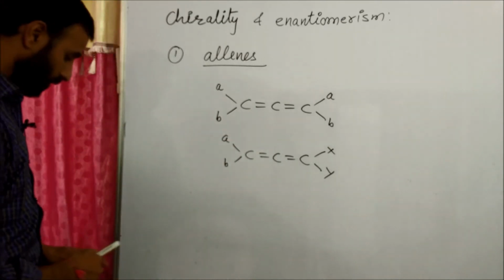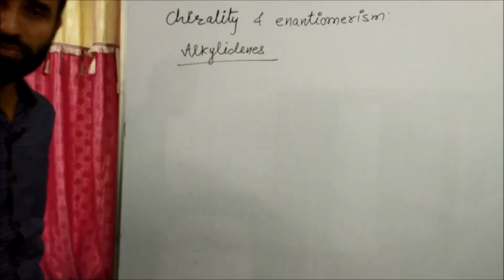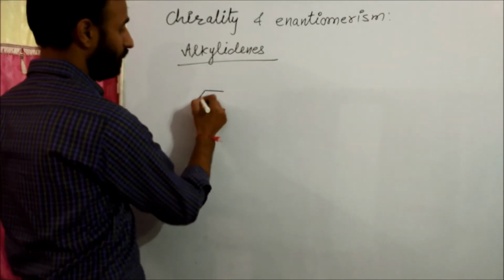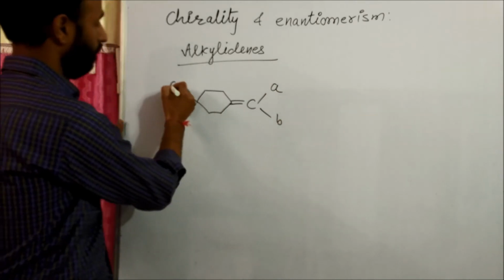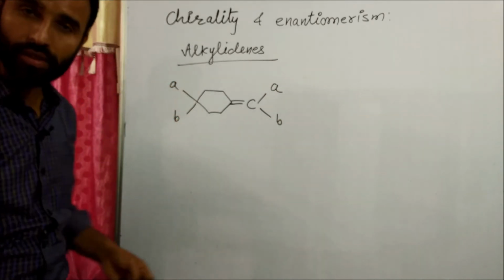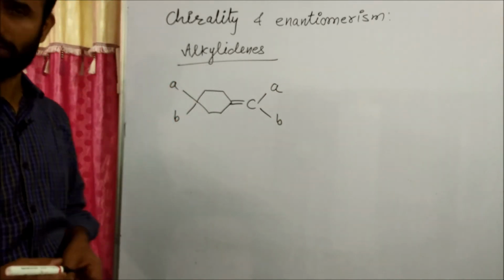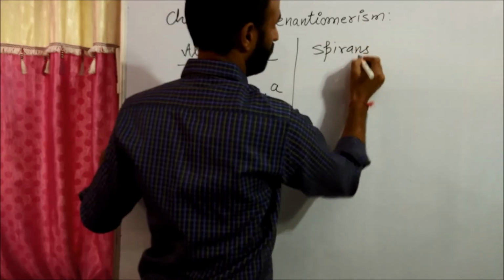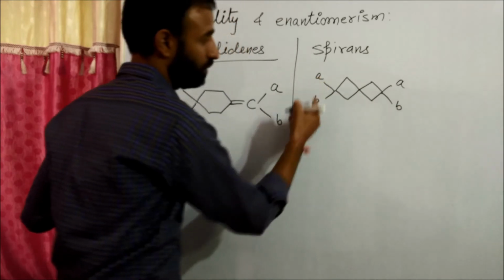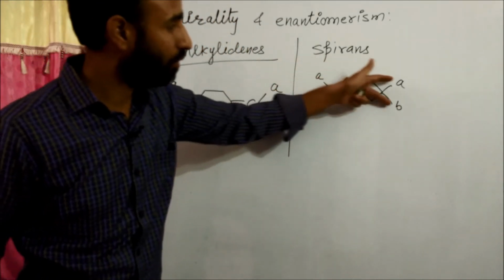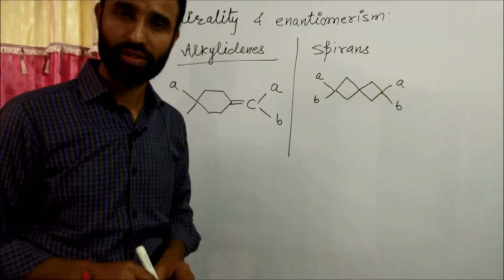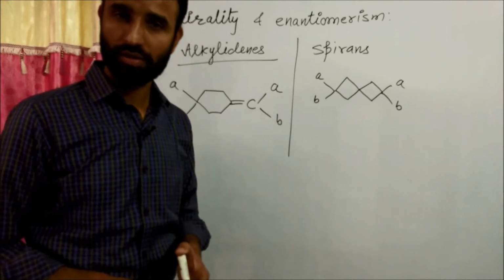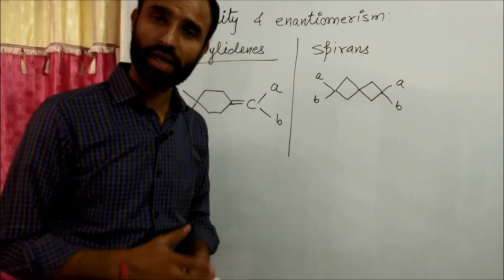Second example is alkylidenes. What are alkylidenes? A, B, A, B or Ba. Again optically active. Spirans: the two atoms attached should be different on both sides. So this is a spiran. This is also optically active.